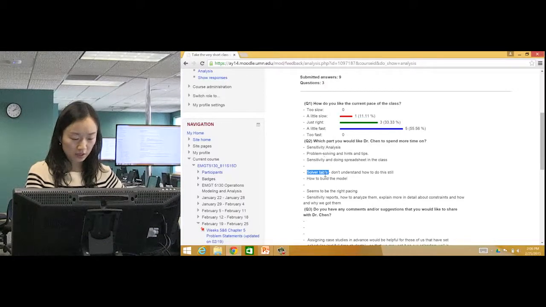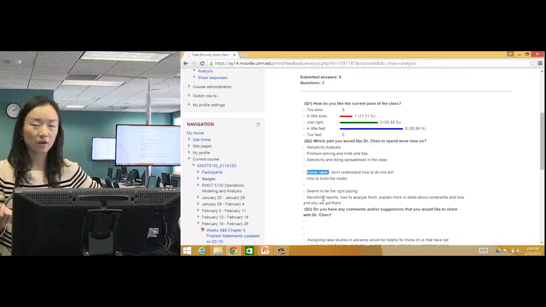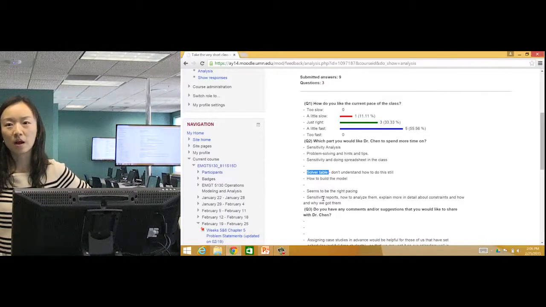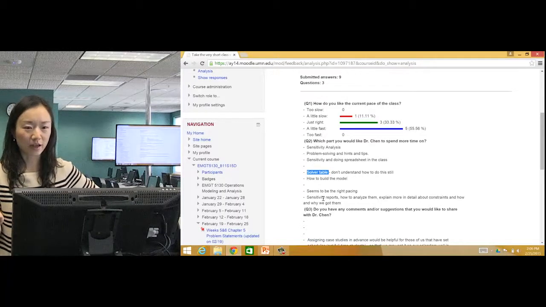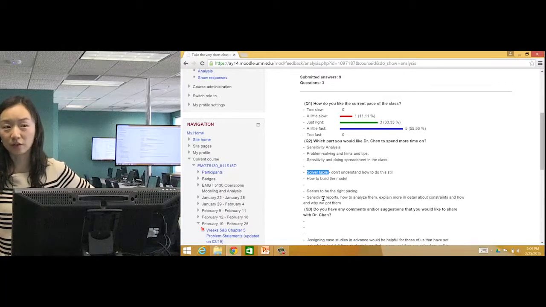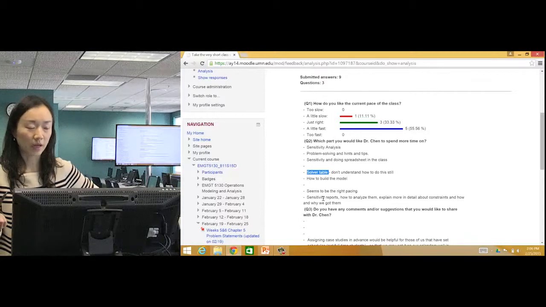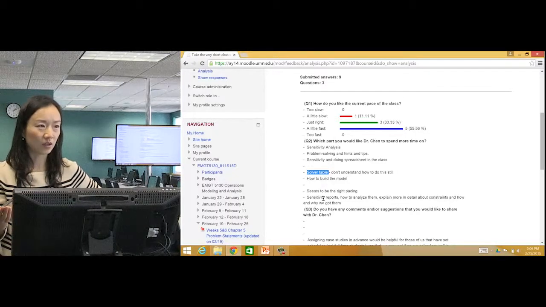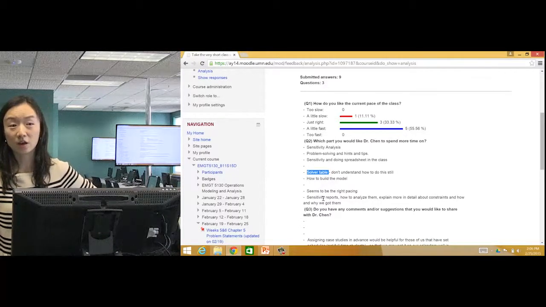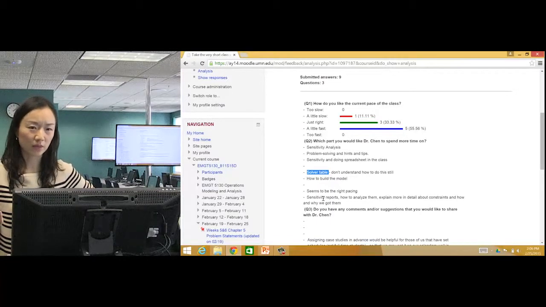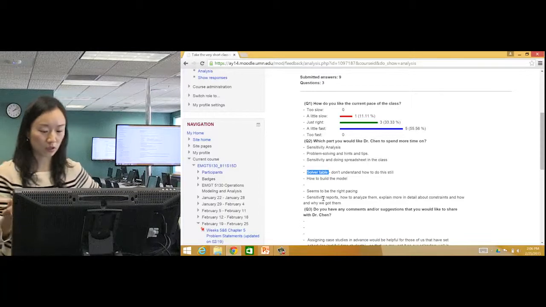So mostly it's sensitivity analysis, and that's what I also saw from the last homework assignment 2. On average, the class did not do very well for that homework problem. I guess one reason is that I don't know how many of you did that optional exercise for chapter 4. That's the sensitivity analysis part. There was an optional one.